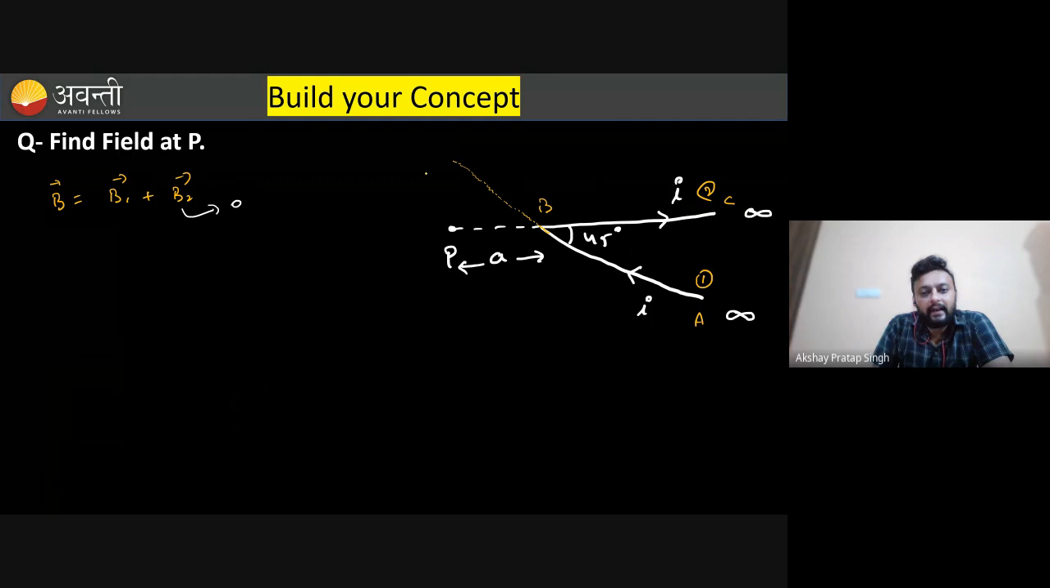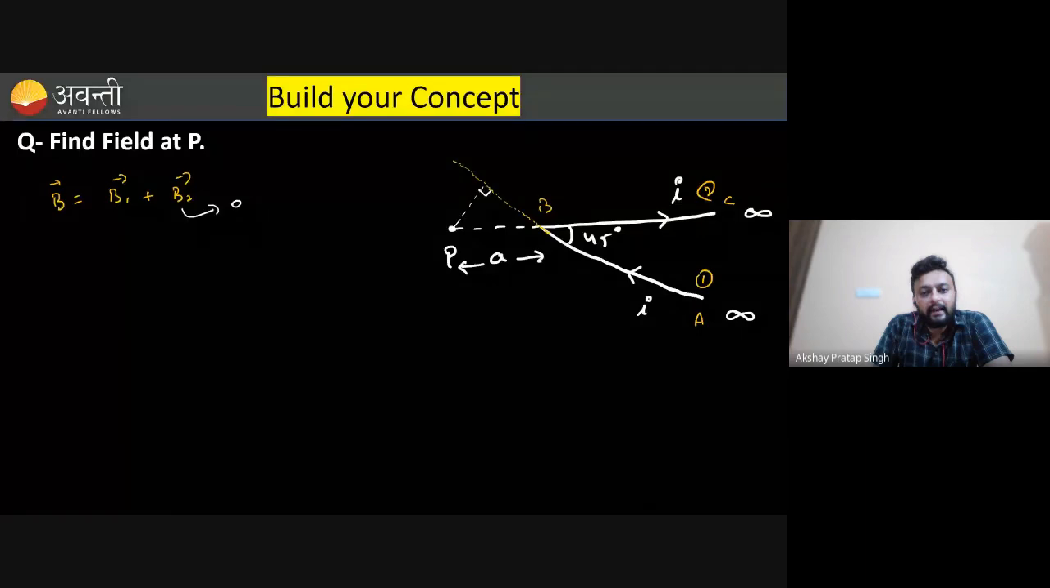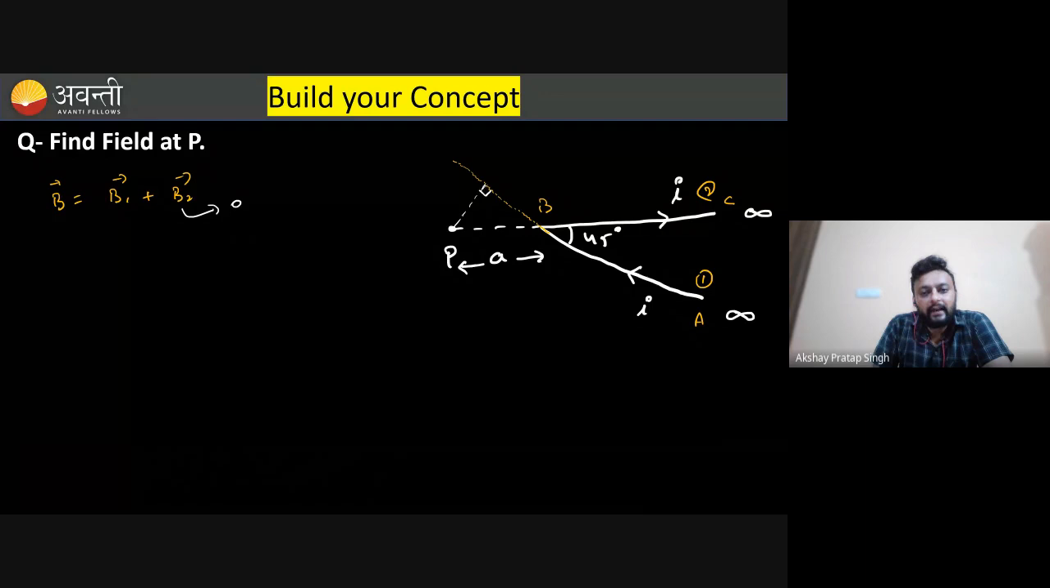Let's suppose I have drawn a perpendicular. So this is the perpendicular. Clear? So this is the perpendicular distance. Now in this question, this is not A. You need to calculate this distance. According to the geometry, this angle is going to be 45 degrees.